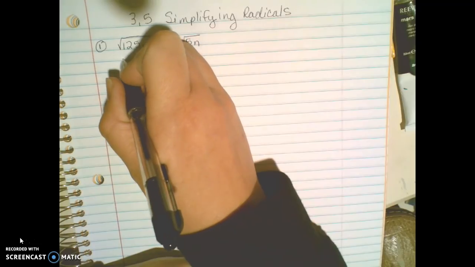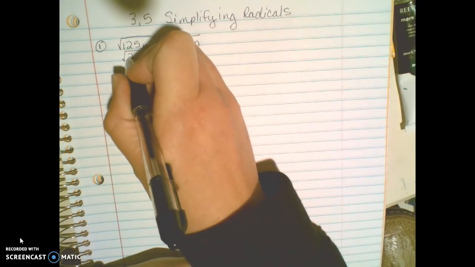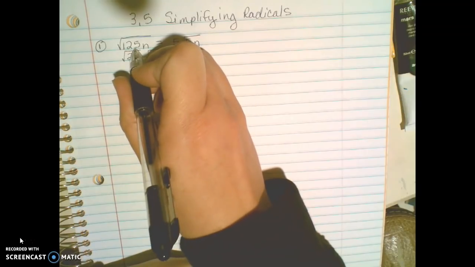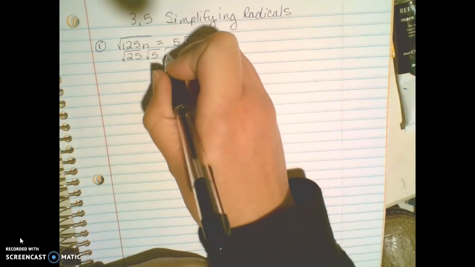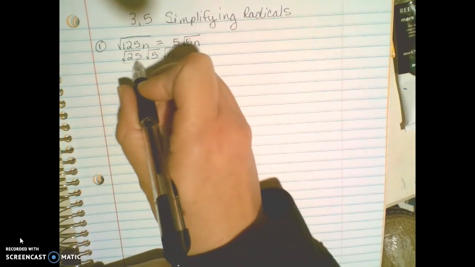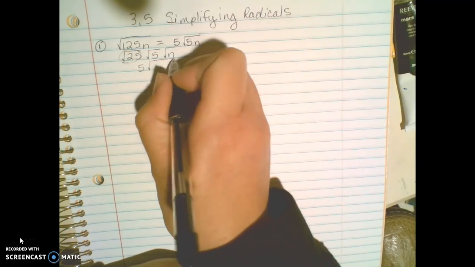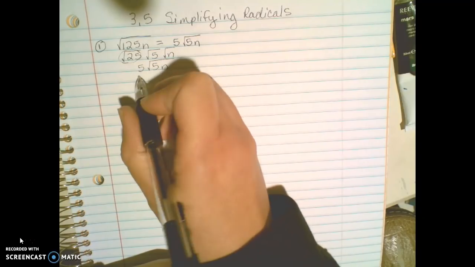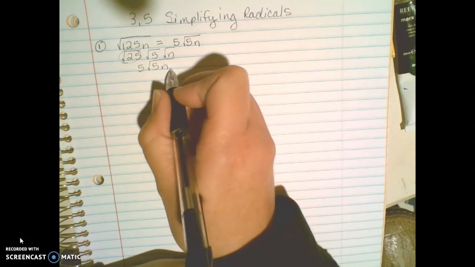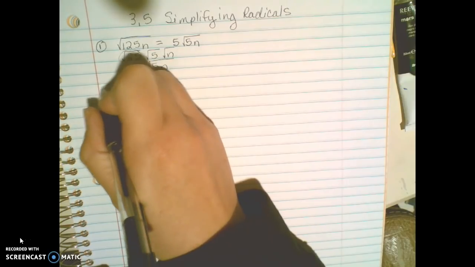So I separated 125 into the square root of 25 and the square root of 5, because 5 times 25 is 125, and then the square root of n. And then this can be simplified further. The square root of 25 is 5, so 5 times the square root of 5n. Okay, let's try the next one.